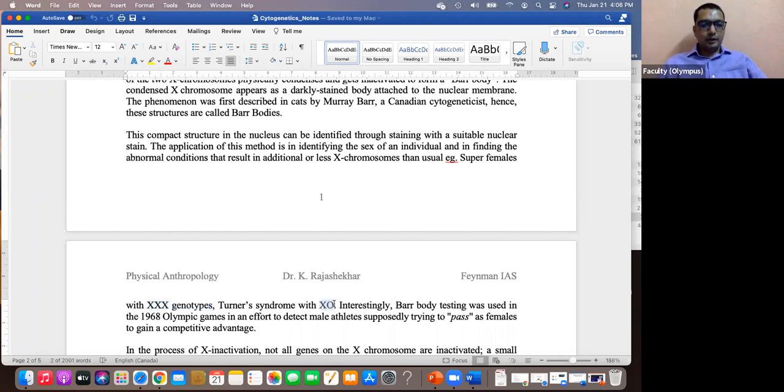So there is no point in inactivating that single X. Whereas in super females, we have a triple dose here. So one X chromosome is enough, and the remaining two X chromosomes get inactivated. So two Barr bodies, two dots, will be formed. Like that, abnormalities can be studied through a simple staining technique by identifying the Barr bodies.